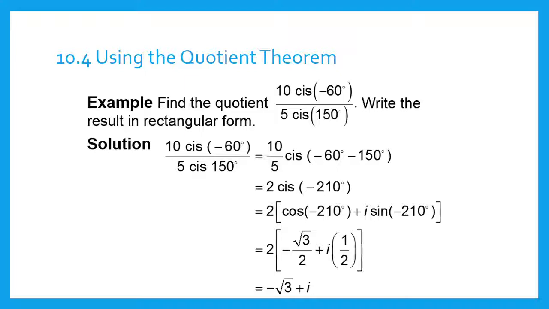To do the rectangular form, you need to actually take the cosine of negative 210 and the sine of negative 210 and go ahead and distribute the 2. The question may become, which is easier? Is it easier to convert it to polar form and then divide? Or is it easier to leave it as complex form and divide? Polar form looks a little easier, at least on this problem.